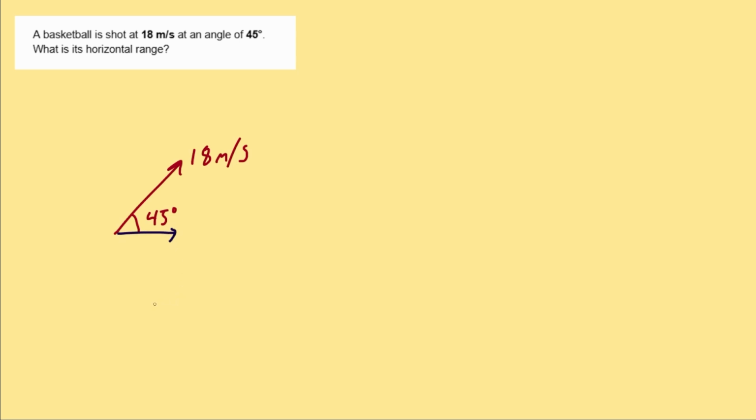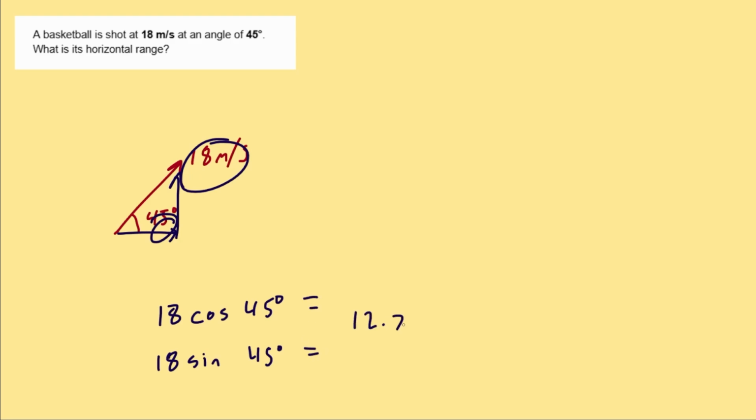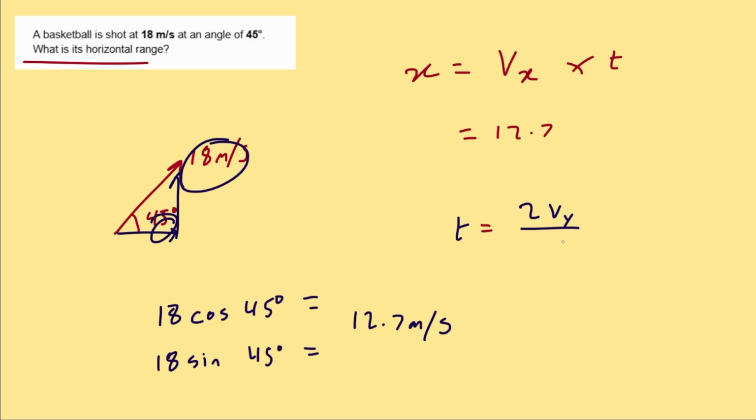So the x component is 18 cosine 45. And the y component is 18 sine 45, giving us 12.7 meters per second for both of them because cosine and sine 45 are equal. We're looking for the horizontal range, which again is the same problem. We have the x component of the initial launch velocity, but we don't know the time of flight. So the time of flight can be found with this formula. We used this in the previous problem. T equals 2 and the y component of velocity divided by gravity.